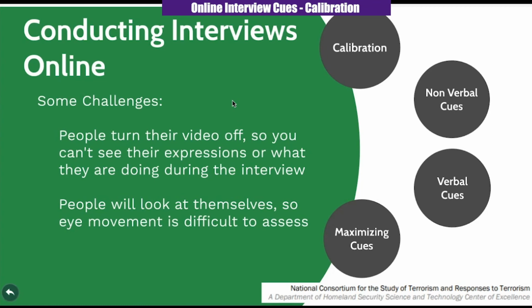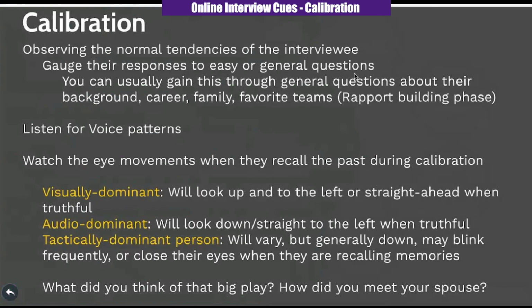People will also like to look at themselves. So you've got a video and you've got a whole bunch of people, but you're probably looking at how you're looking. Of course, they're looking at how they're looking, so they're not really seeing how you're looking. But that could be deceptive as far as what their eye movements are and things. So that's why it's really important, in an interview process, especially online, to establish calibration. Now, calibration is observing the normal tendencies of that interviewee.